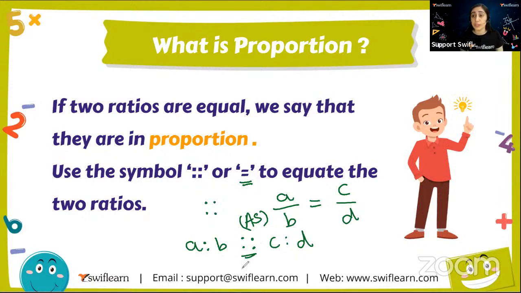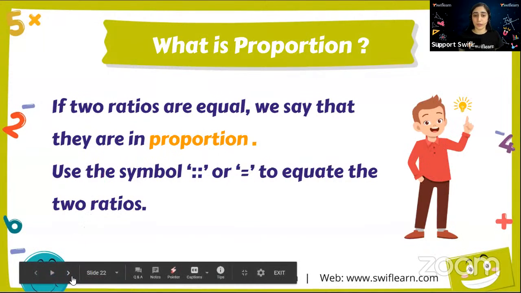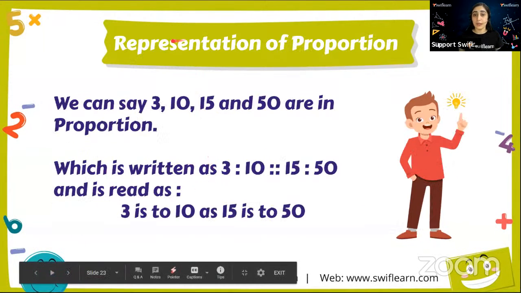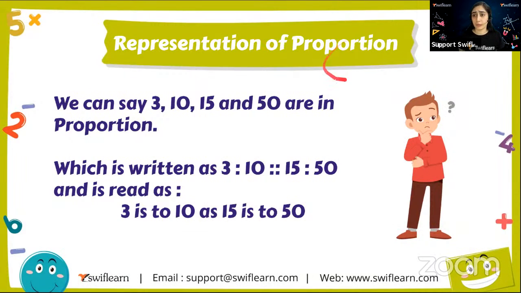So if A is to B is equal to C is to D, then we call it proportionate. And then we put this double colon sign or an equal to sign in between. Clear? Okay. Let's solve some more questions. Then you'll better understand what the topic is and how we do it. So how do we represent a proportion?